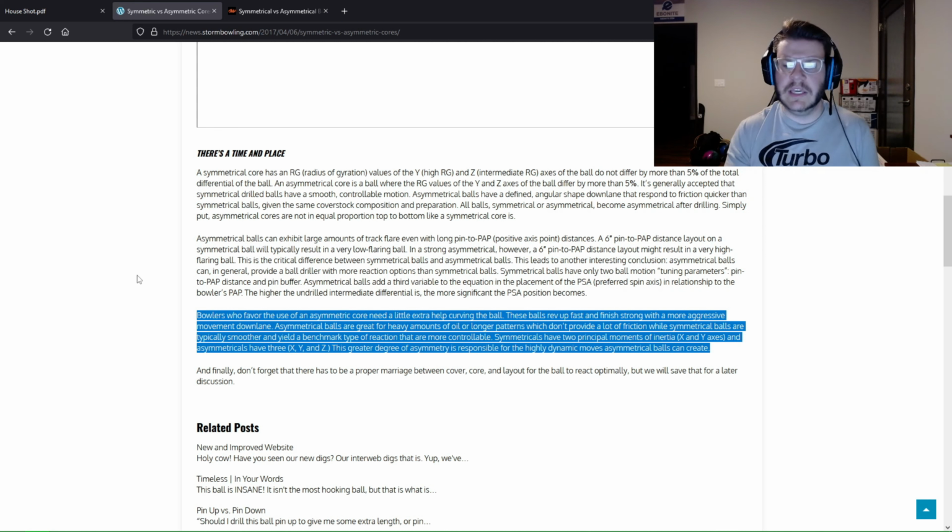Now, in this test, as you saw there in the first portion of this video, 45 degrees by 4.5 inches from pin to PAP by 45 degrees is our given layout. Basically, I chose that because it's right in the middle of the road. It's a very middle layout. Literally everything about it is in the middle.